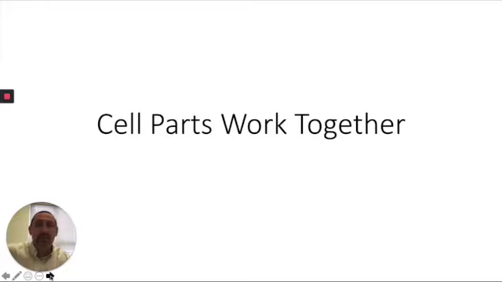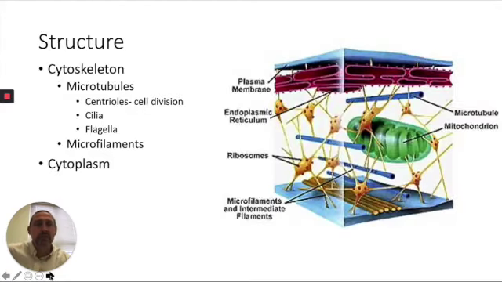In this lesson, we want to focus on how cell parts work together. So we're going to look at cell parts and how we can group them together. For example, here are some cell parts that are involved with cell structure. So the cytoskeleton, just like the human skeleton, gives the cell structure. The human skeleton gives your body structure, so it gives you shape and form.